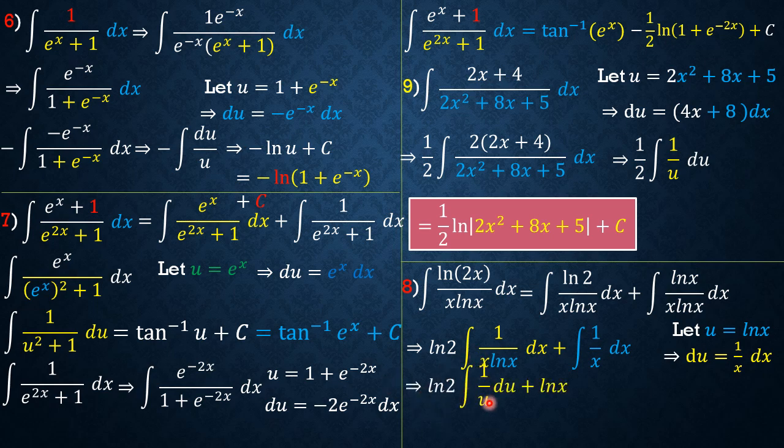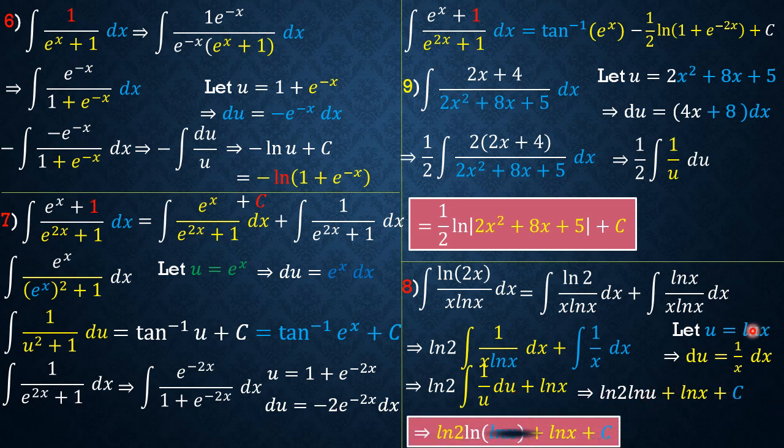So in this case, we are indirectly integrating the natural log of 2 times the integral of 1 over u du. Integrating 1 over x gives us what? Natural log of x. Great. So in this case, we are going to have natural log of 2 times the natural log of u plus natural log of x plus c.